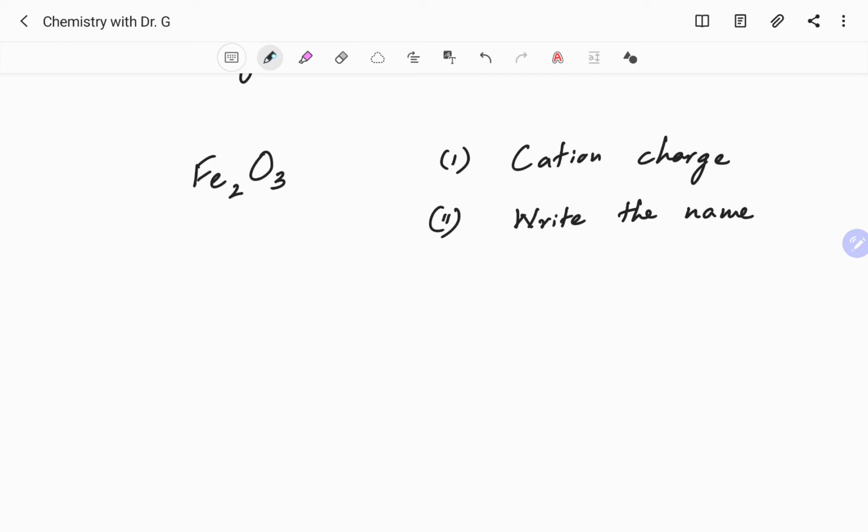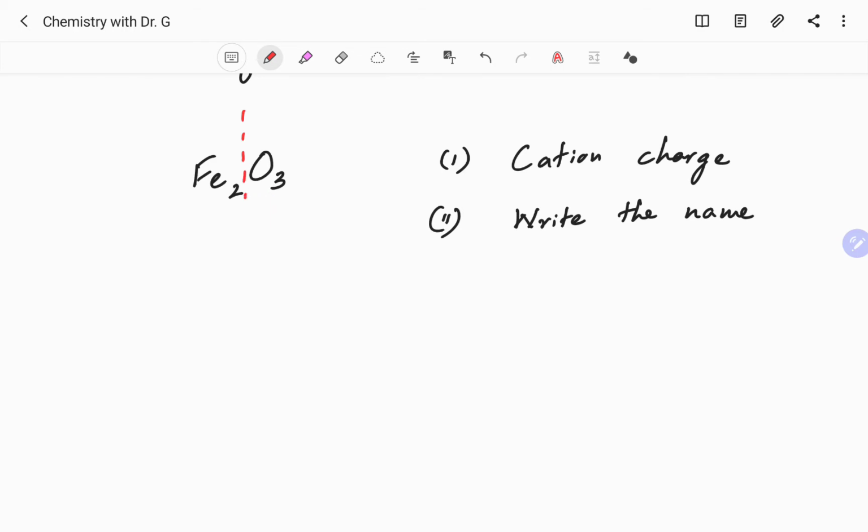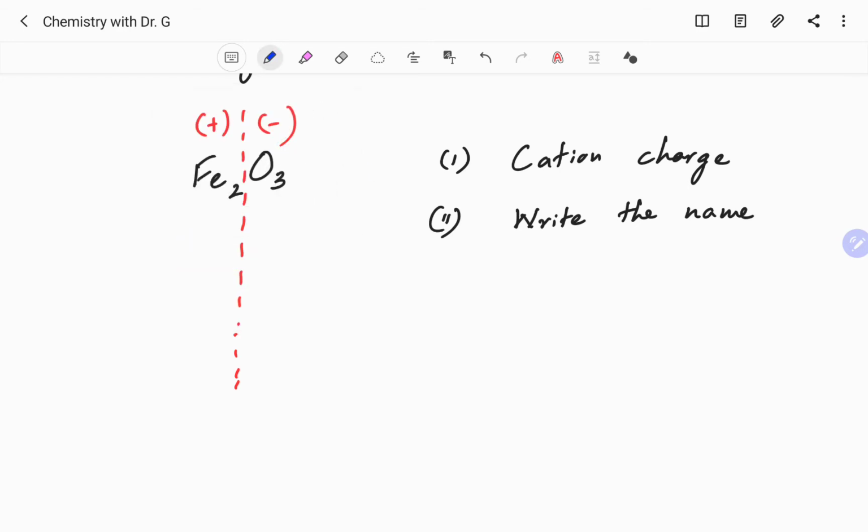So let's first separate the cation side from the anion side. I'm going to draw a line, and then this will be your cation side and this will be your anion side. And please note that iron is a metal with more than one stable cation. It could be Fe2+ or Fe3+. So we already know that we have to figure out the charge because no one can memorize the charge for this compound. All right. So in the anion side, you have three oxides.